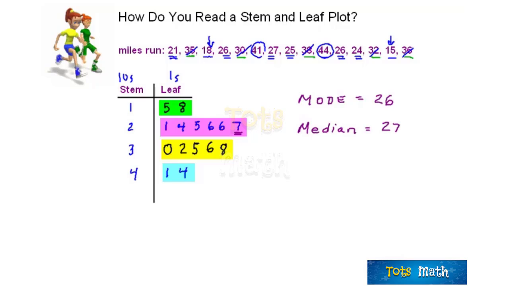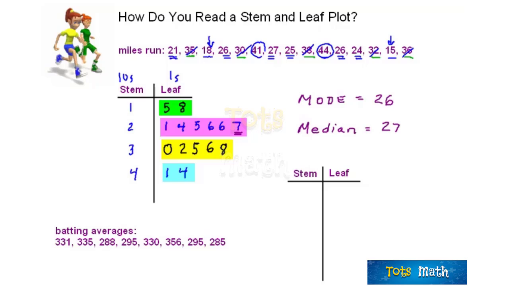Now, what if your data consisted of 3-digit numbers rather than 2-digit numbers? For example, what if you were comparing batting averages? What would your stem and leaf plot look like then? Just as we did in the previous example, we would begin by locating the lowest number and the highest number. So the lowest number in this case is 285. And the highest number is 356. Our stem and leaf will still consist of tens and ones. The difference is that our batting averages are bigger numbers, so they have more tens.